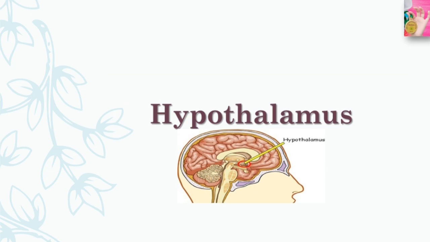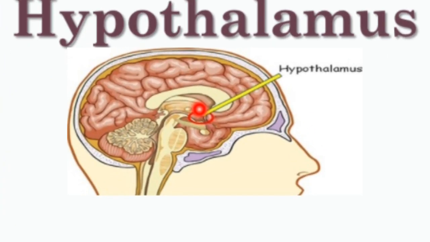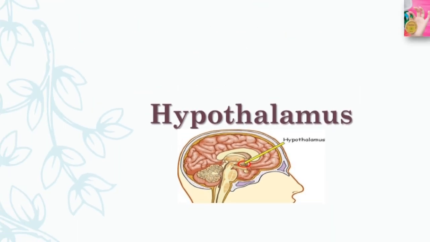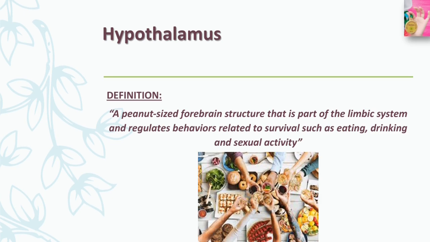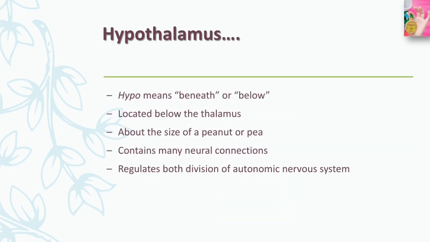Now let's move on to the hypothalamus. This part of the brain is known as the hypothalamus. I've included the definition of the hypothalamus: a peanut-sized forebrain structure that is part of the limbic system and regulates behavior related to survival, such as eating, drinking, and sexual activity.